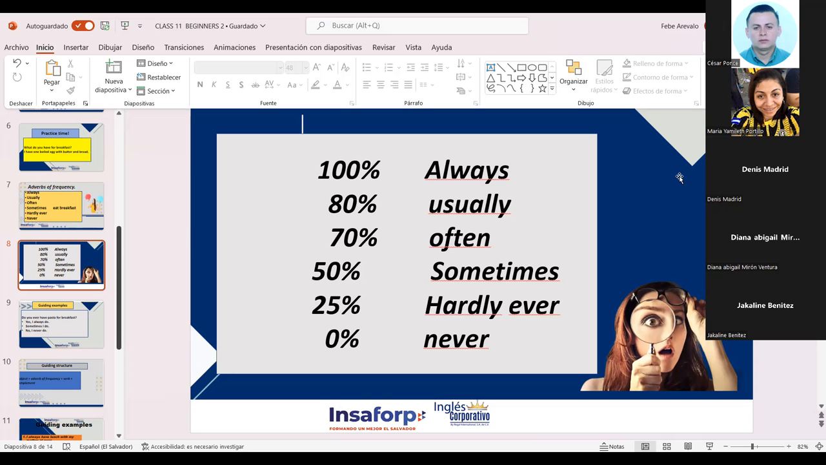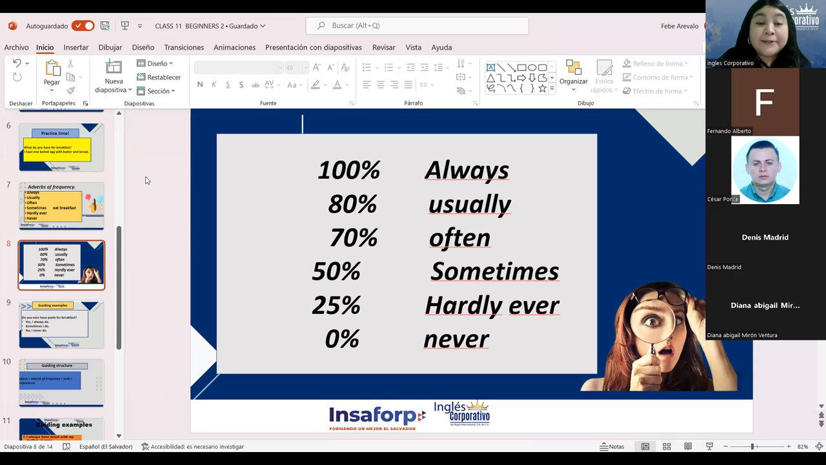Now, let's check, everybody. Chequemos algo. Percent tiene una T al final, entonces esa T, así como les dije con las S, vamos a pronunciarla, ya ven, hasta yo me como las R's en español. We have to pronounce it, tenemos que pronunciarla, right? Percent, percent, 100%, 80%, 70%, 50%, 25%, 0%. All right, there you go.